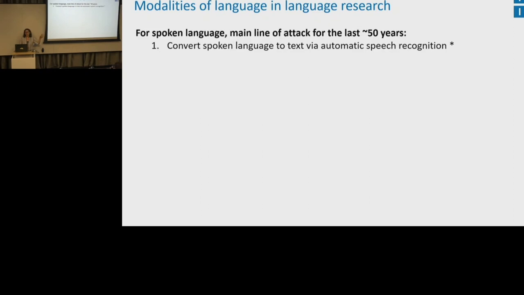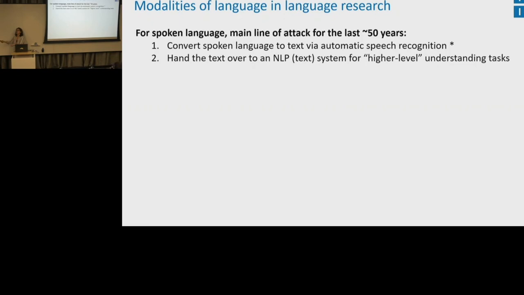Okay, so that's all about modalities of language. How do these affect language research? So for spoken language, the main line of attack for the last, I would say, about 50 years, as long as active spoken language research has existed, has been to try to convert spoken language to text using automatic speech recognition. And then hand that text over to an NLP person to do text processing on it, to do all sorts of higher level understanding tasks like translation or co-reference resolution or parsing or whatever we might want to do with higher level understanding.